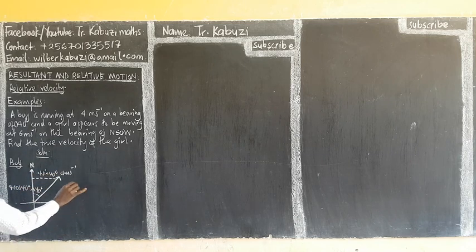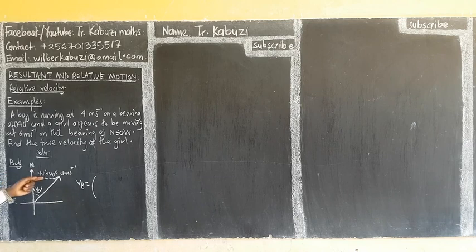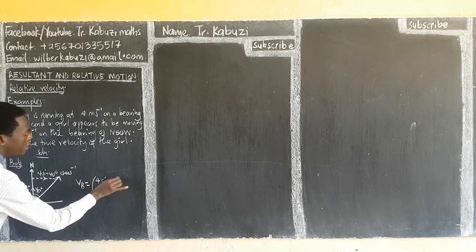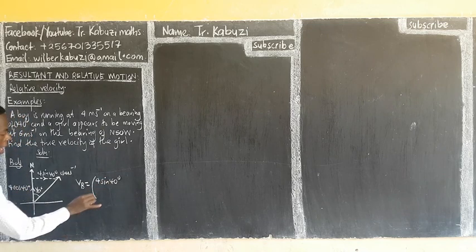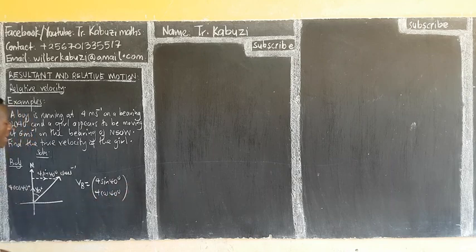And so the velocity of the boy is going to be, you see, it's going in a positive direction, so we have the x component of this velocity as 4 sine 40 degrees, and this one is going up, so 4 cos 40 degrees. That's going to be the velocity of the boy.